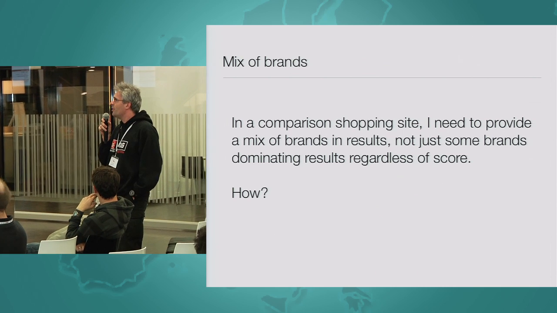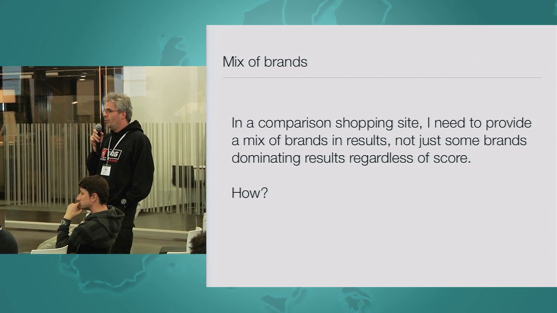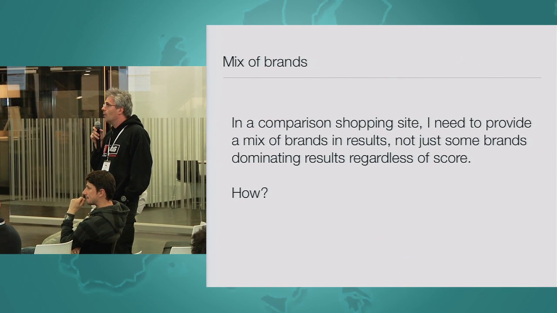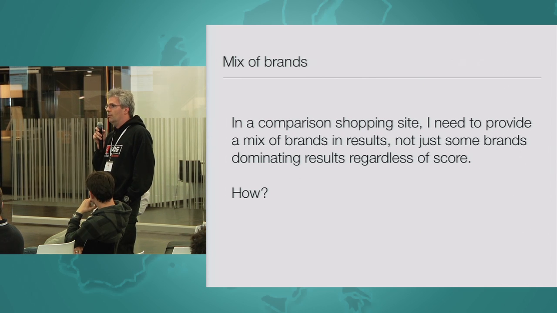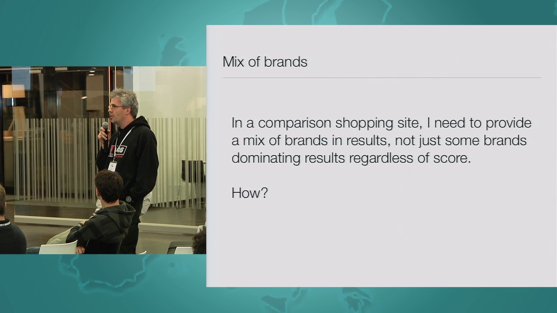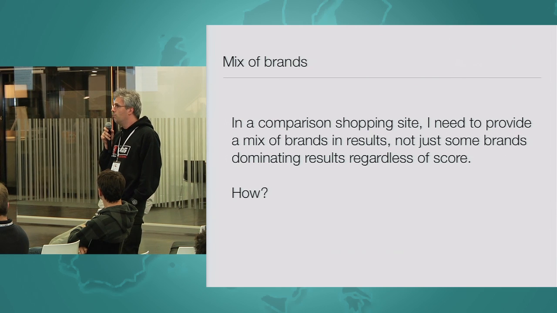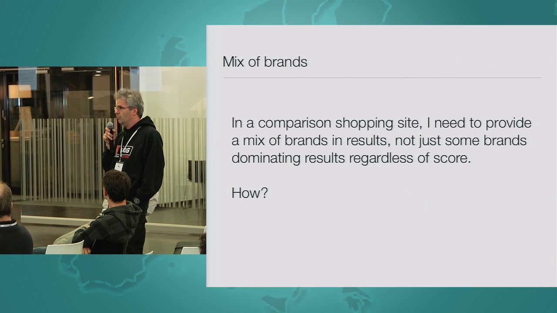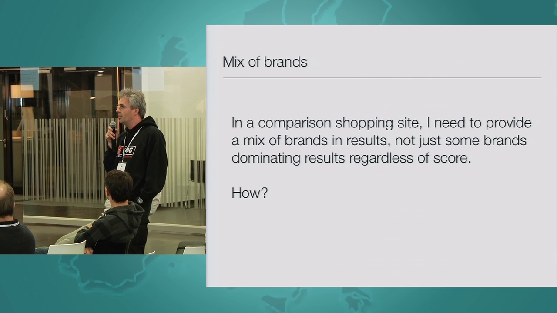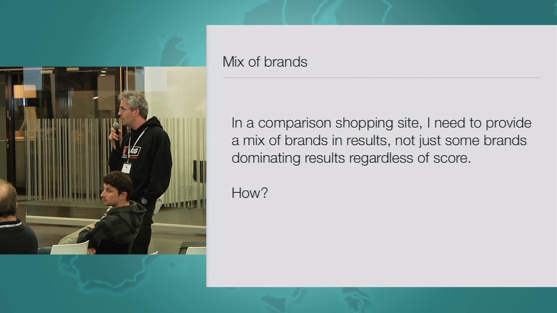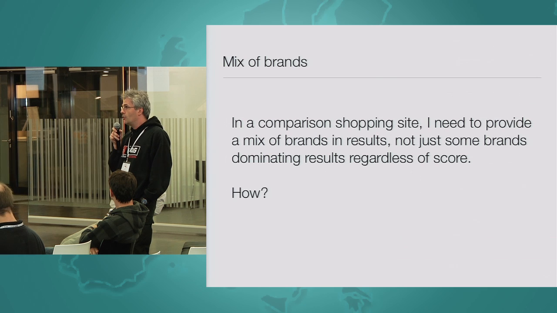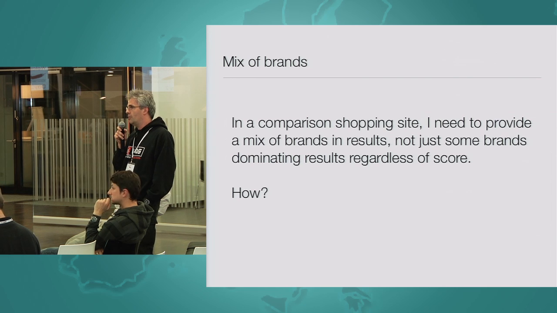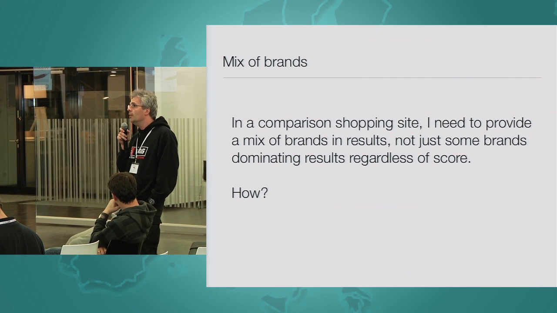So on a comparison shopping site, I retrieve offers from various shops, and quite often, as a result for a query, the first page is all populated by offers from the same shop, which unfortunately doesn't look good for the user experience. So I need to provide some diversity with respect to other constraints like the shop or the brand. I type in T-shirt and all I get is, I don't know, some T-shirt manufacturer.